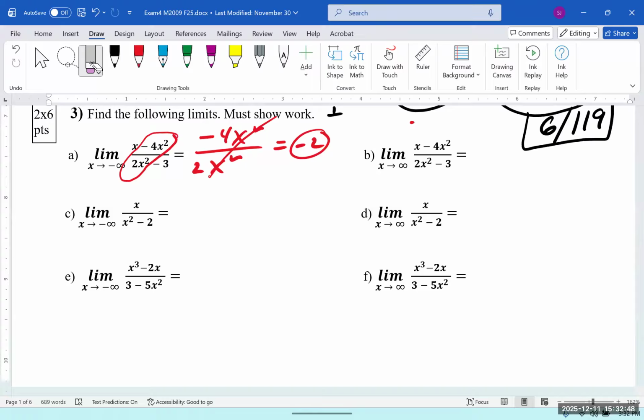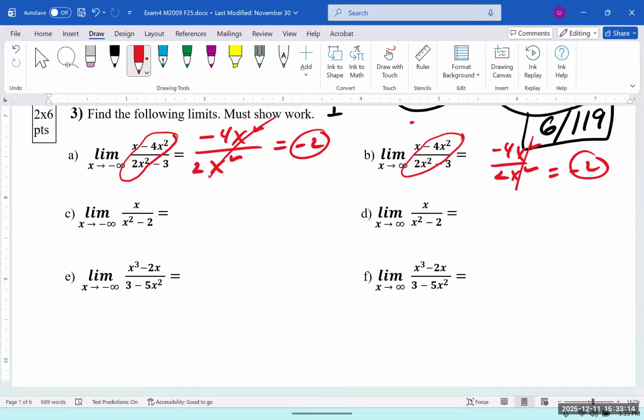So here the variable cancels out, so we don't have to substitute any infinity. The answer is -2. Same scenario here. You get -4x squared over 2x squared. They cancel out, so the answer is -2. We don't care about what type of limit they have, positive infinity or negative infinity, doesn't matter. When there is no variable, that's it. The coefficients is the answer.